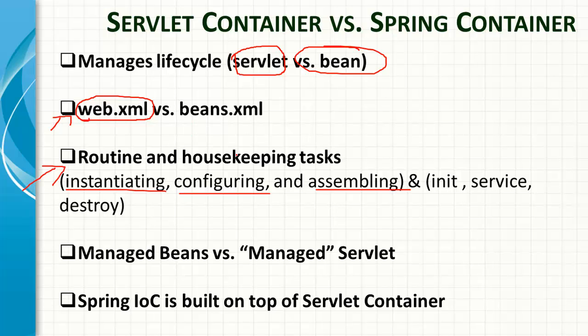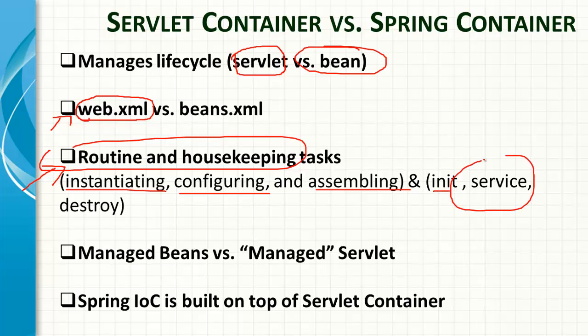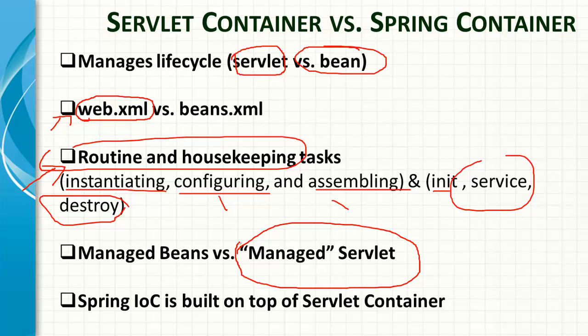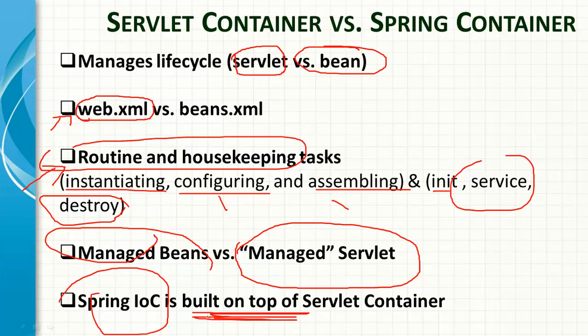What the Spring container does for you is the routine and housekeeping tasks, similar to the servlet container. Servlet container manages servlets: initializes them, makes them available for service, and destroys them when they are not needed, when they are removed. Similarly, Spring container manages beans for you. It does the instantiation, configuration and assembling of beans. In a servlet container you are managing servlets, in a Spring container you are managing beans. And Spring IOC is built on top of the servlet container.